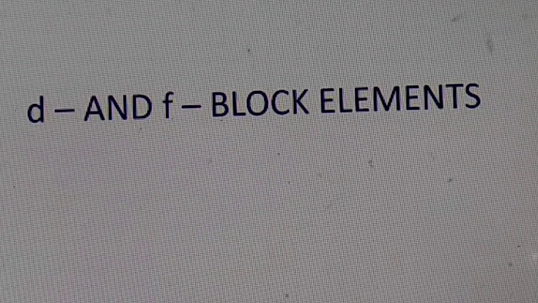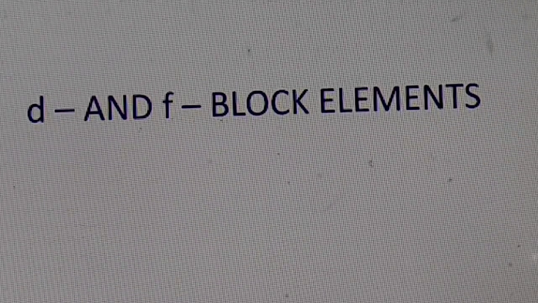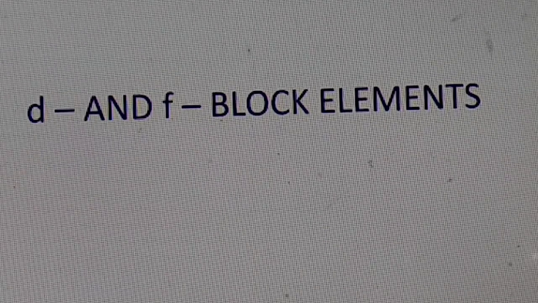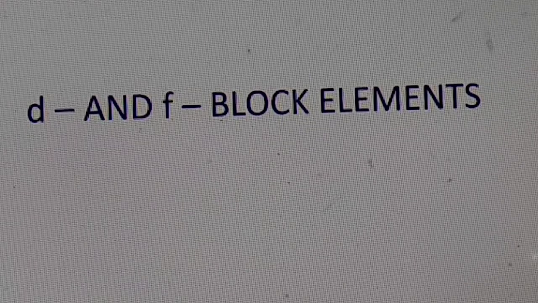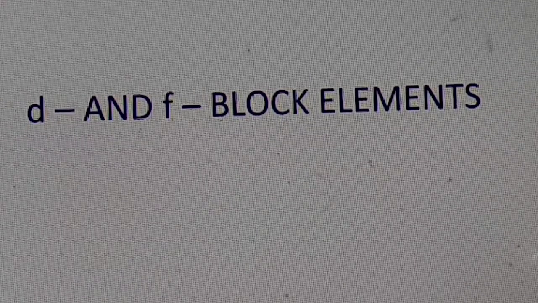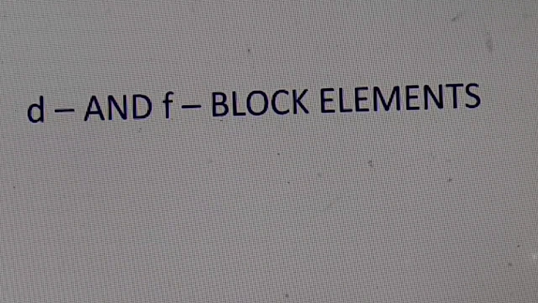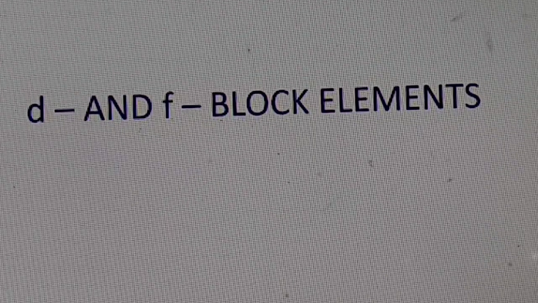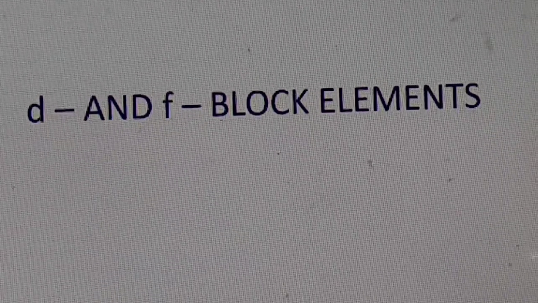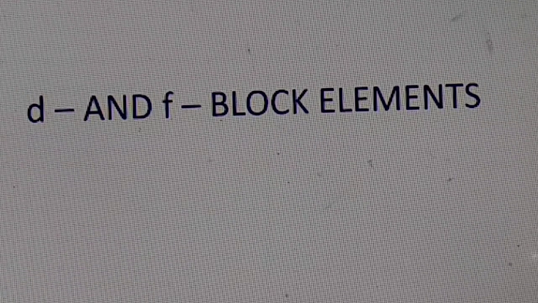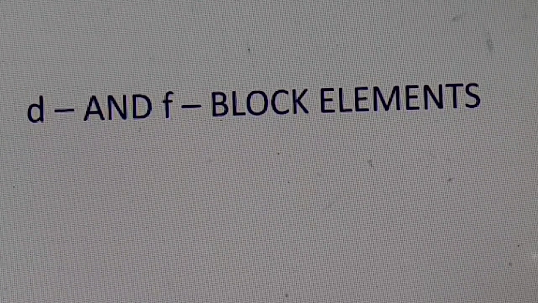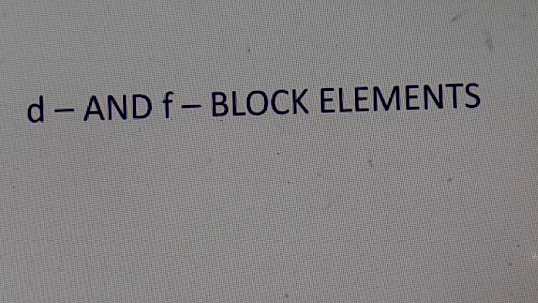Students, you know that the chapter d and f block elements is going on. A few topics of this chapter we have completed, and I am sure you have done your assigned work from the taught topics. Now, students, let's start today's topic.